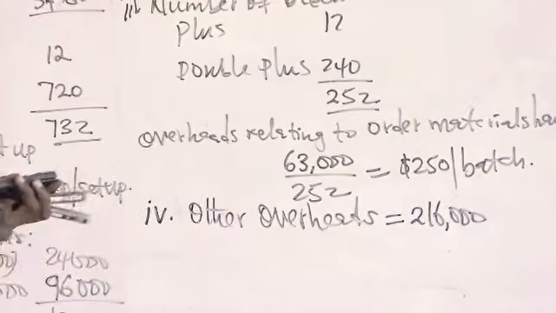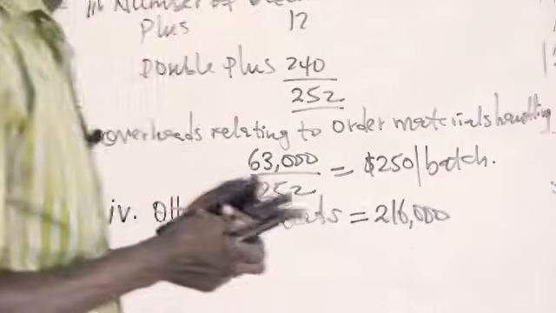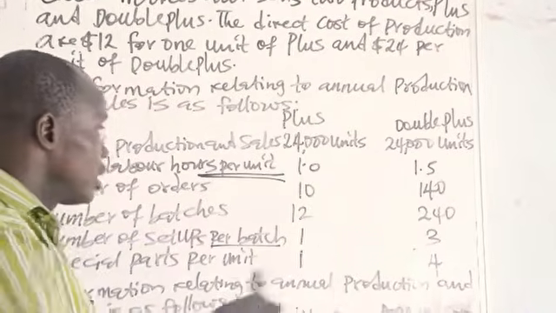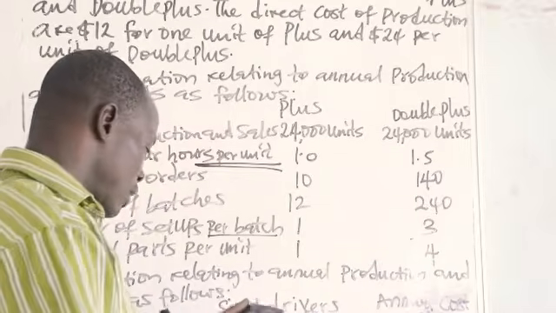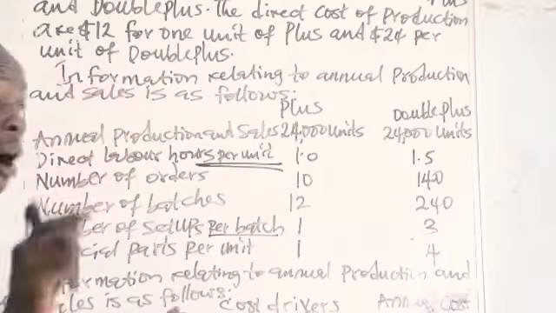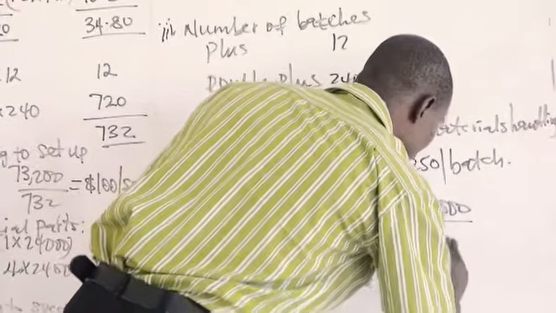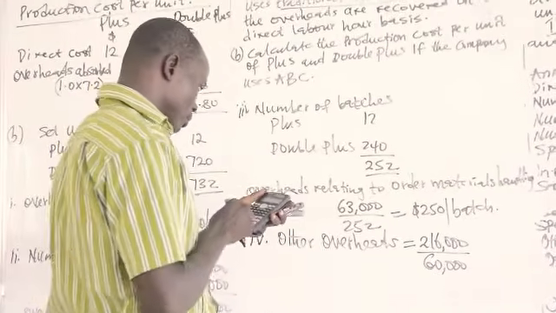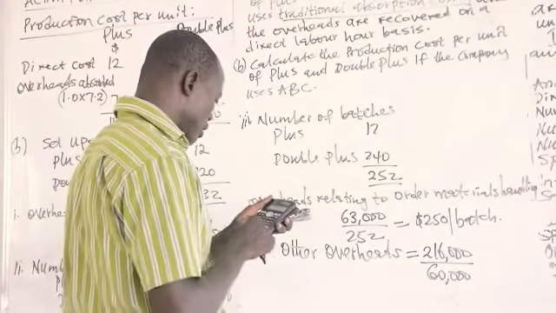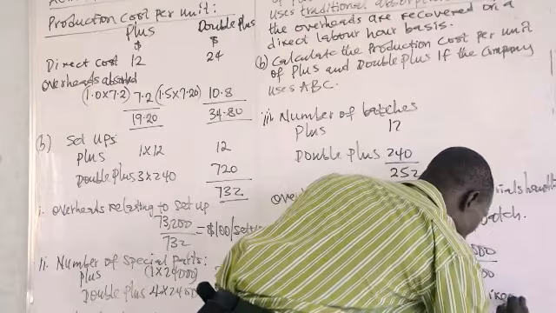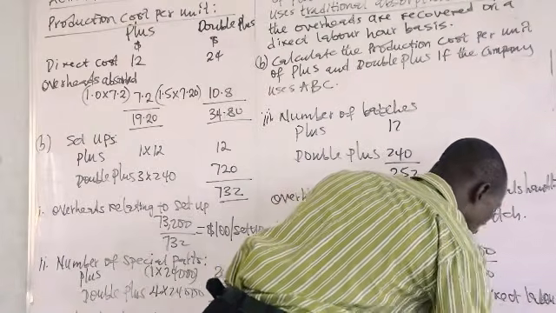In our first working, I've shown the calculation of direct labor hours, where we have direct labor hours per unit times 24,000. 1.5 times 24,000 gives us 36,000, plus 24,000. We got direct labor hours to be 60,000. So 216,000 divided by 60,000 will give us $3.6 per direct labor hour.